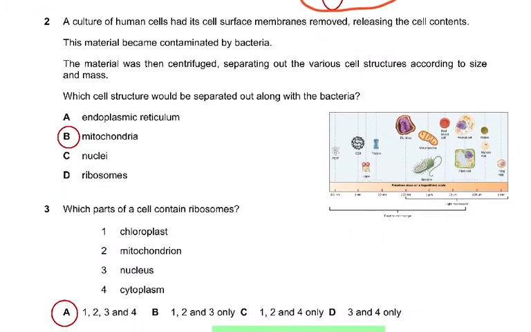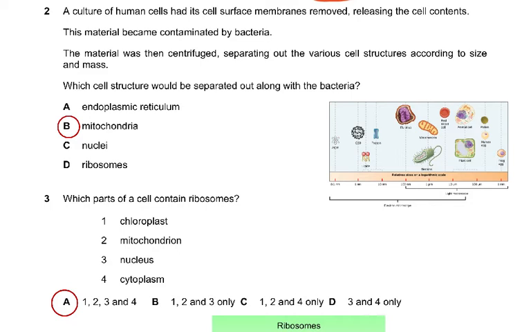Then we come on to question 2. Question 2 was a culture of human cells had its cell surface membranes removed, releasing the cell contents. This material became contaminated by bacteria. The material was then centrifuged, separating out the various cell structures according to size and mass. Which cell structure would be separated along with the bacteria? Now, the bacteria size, as you can see here, so you've got to see which cell structure would be separated along with the bacteria would be mitochondria. The nucleus is too large and the ribosomes are too small. So that would have been the answer to that.